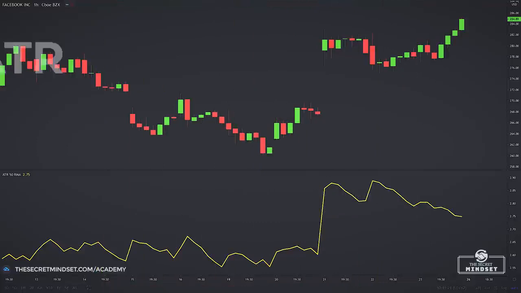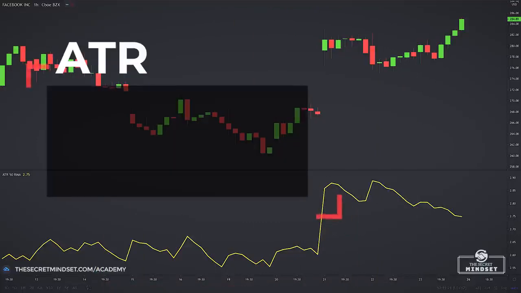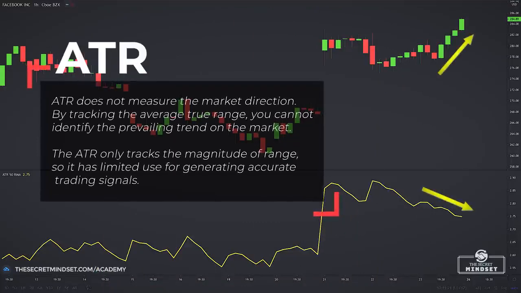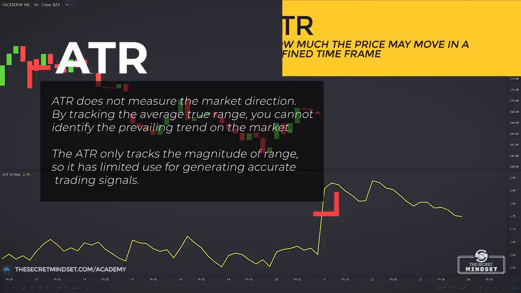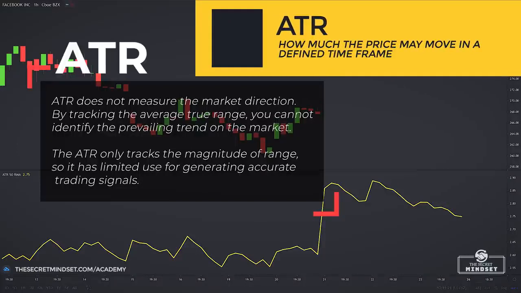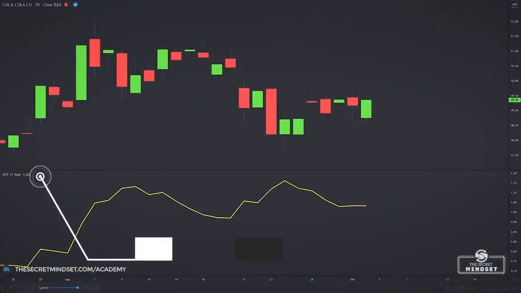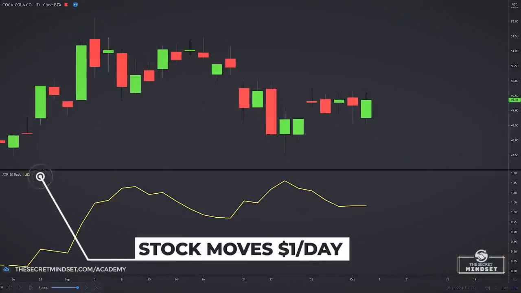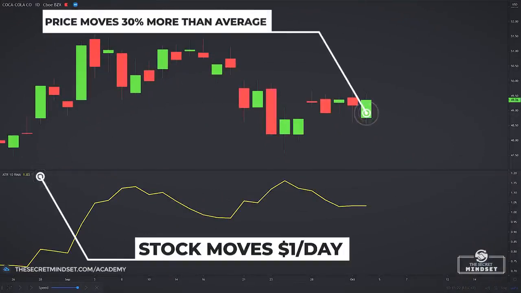It's important to remember that the ATR doesn't measure the market direction. By tracking the average true range, a trader cannot identify the prevailing trend on the market. The ATR only tracks the magnitude of range, so it has limited use for generating accurate trading signals. It's a useful indicator only for giving an idea about how much the price may move in a defined time frame. Assume that the stock moves $1 a day on average. There is no significant news out, but price has already moved, let's say, 30% more than the average.